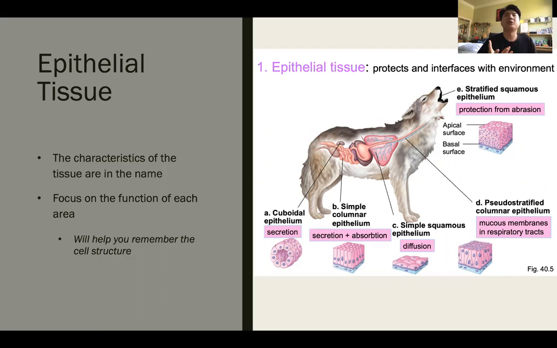Another example I really like is the simple squamous epithelium in the lungs. So what do the lungs do? The lungs exchange oxygen and carbon dioxide back and forth between the membrane. So it makes sense for the cells to be really flat, tile-like, and not have layers of them stacked on top of one another, because you want the oxygen and carbon dioxide to diffuse really fast without a lot of cells to go through, right?